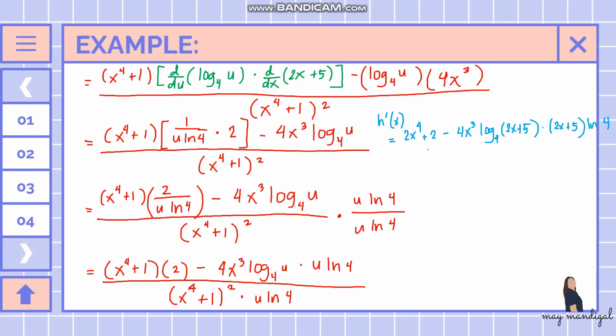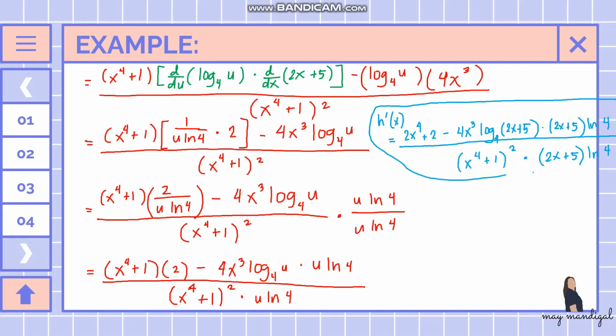Again, what I'm doing here is just substituting back 2x plus 5 to our function, all over x raised to 4 plus 1 squared times 2x plus 5 ln of 4. And then that's it. This is now our final answer. So here we're able to use the quotient rule, and at the same time we're able to use the chain rule.